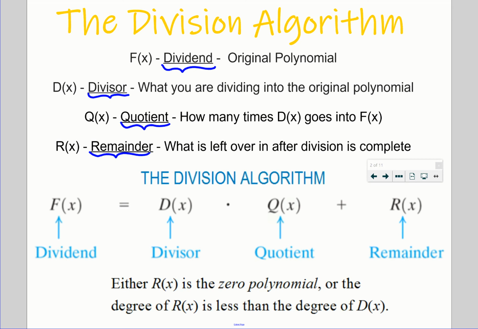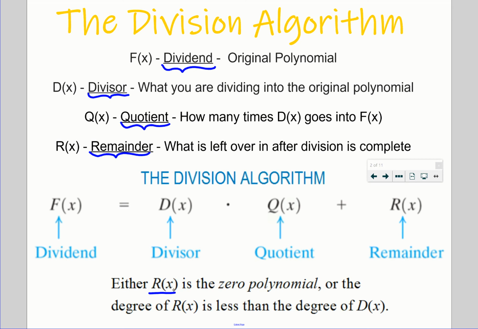The algorithm that we can write to relate all four chunks to each other: dividend, our original problem, equals the divisor, what you're dividing in, times the quotient, how many times it fits in, plus the remainder, what's left over. So it's another way to write our original problem after we've divided.